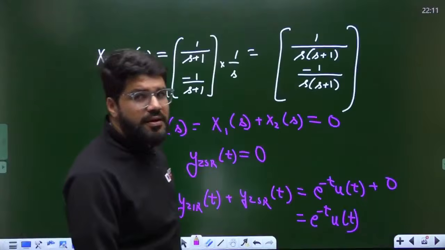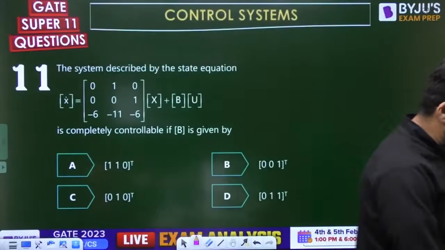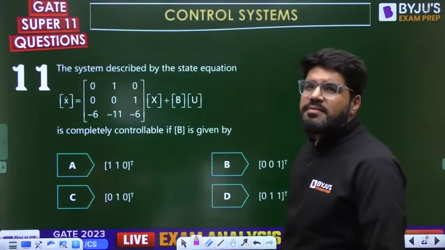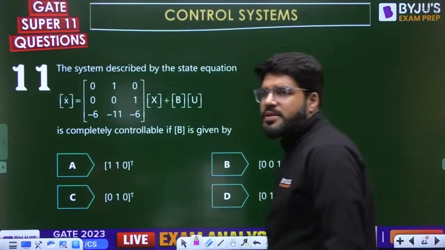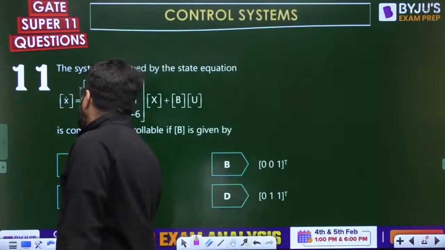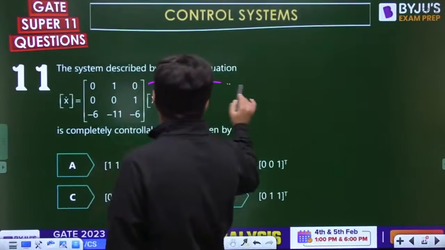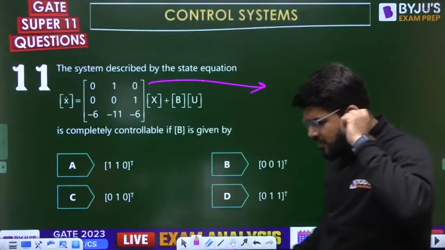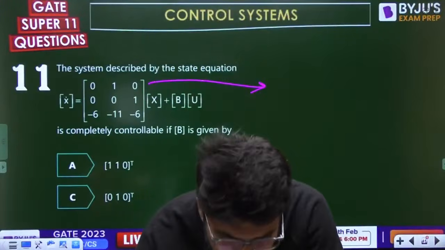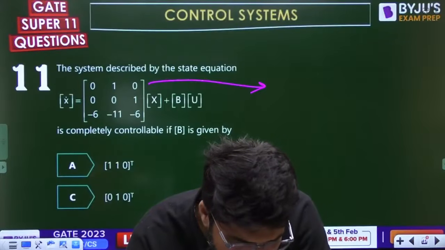Question 11 of control system. The system described by the state equation, y equals. Now guys, what is the type of the matrix you have to identify? This question is solved just like that. Okay. Now to help you learn those concepts, I'll just share it with you.